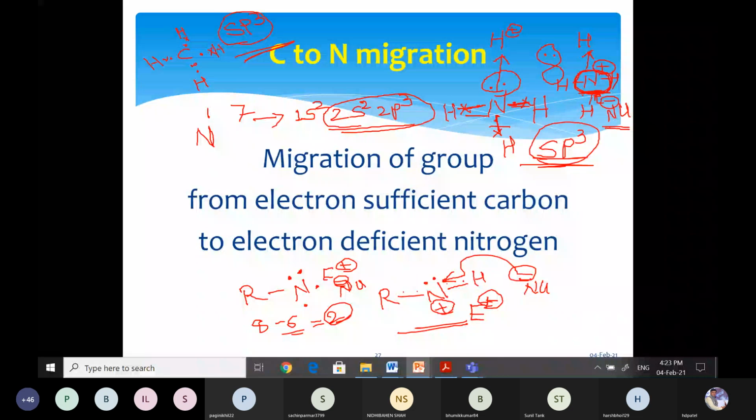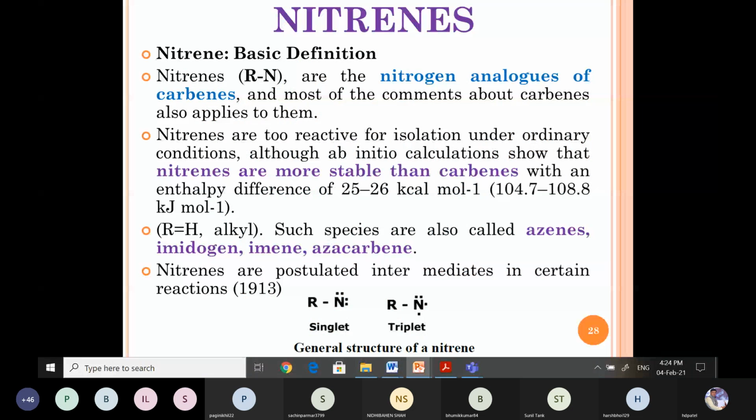nitrene has two types. One is singlet nitrene, meaning two electrons are present in the same orbital. When I am talking about triplet nitrene, it means two electrons are present in different orbitals. Triplet nitrene is more stable as compared to singlet nitrene, or you can say singlet nitrene is unstable rather than triplet. This part we have already discussed.